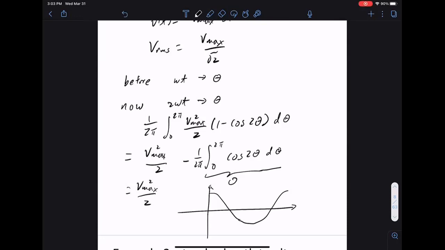Any questions? Question: when the period changes, if the angular frequency is 2 omega instead of omega? No, because we're always integrating from 0 to 2 pi in this case. It's always over one period. One period in angular form is 0 to 2 pi.